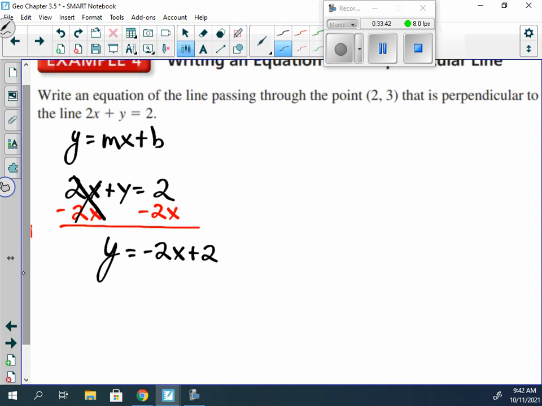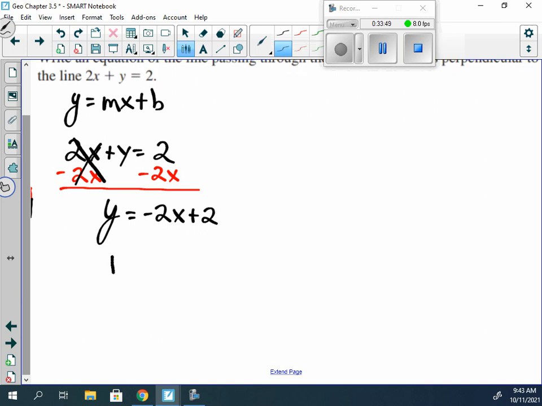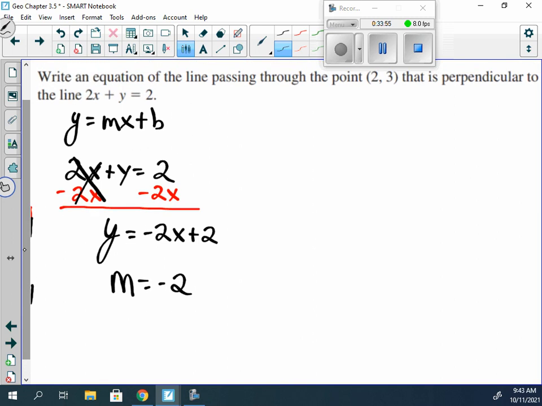So we do have it in the correct form because we need y by itself and everything else on the other side. So the slope for our given line is negative 2. The slope for this given line is negative 2. Now the slope for our new line.